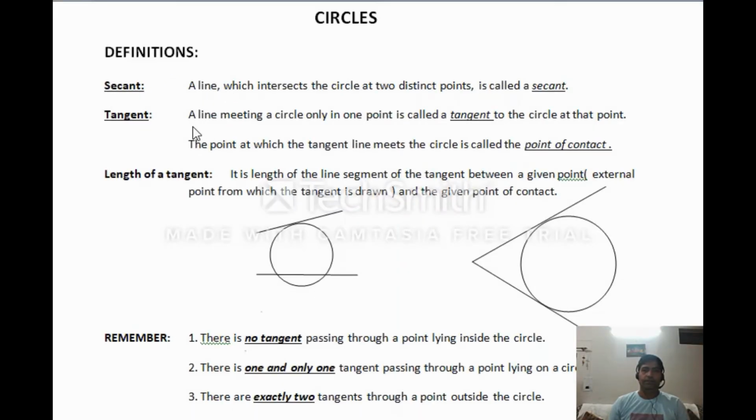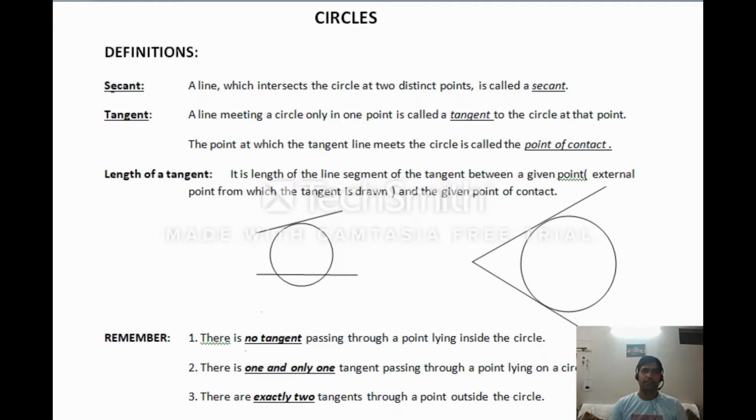Hello friends, today we are going to discuss a very important chapter of class 10, that is circles. Now there are a few definitions regarding this chapter, so we want to discuss these in the beginning of the chapter. Look at these definitions. The very first definition is secant.